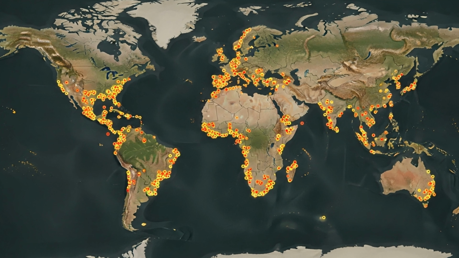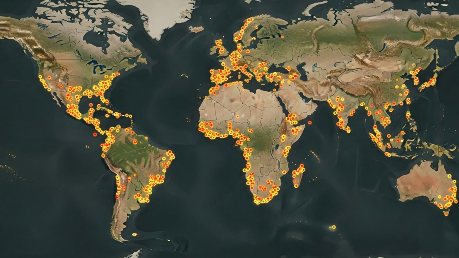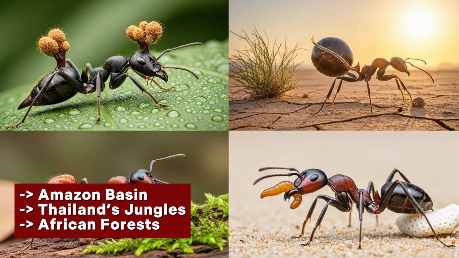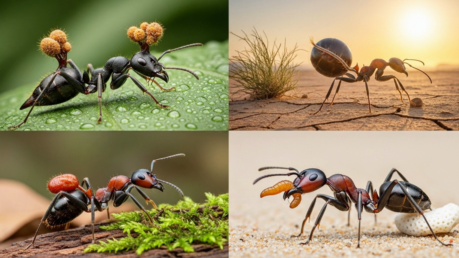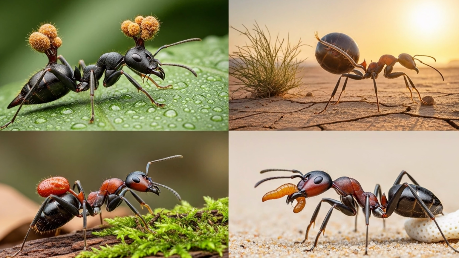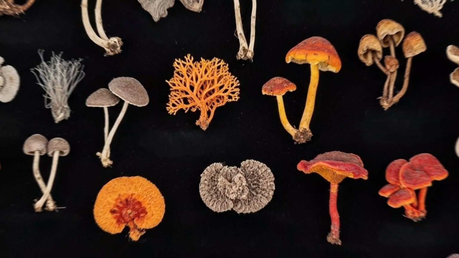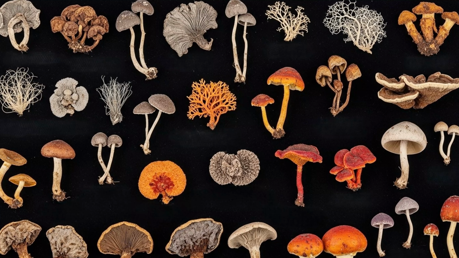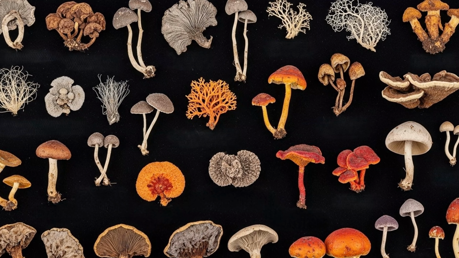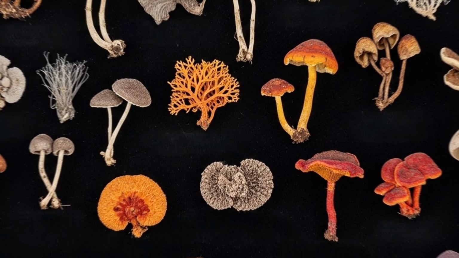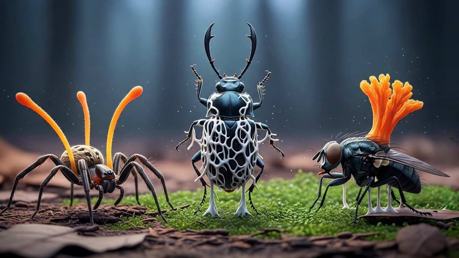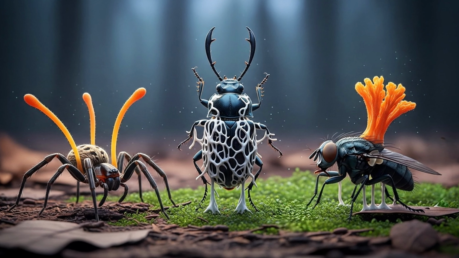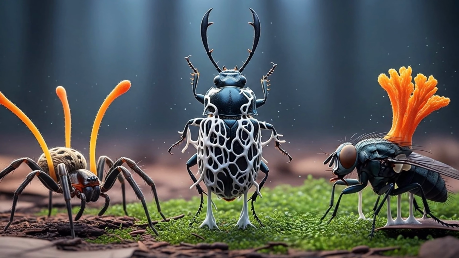Each region has its own species of Ophiocordyceps, adapted to local ant populations, from the Amazon basin to Thailand's jungles and even African forests. Scientists have identified hundreds of related species, each evolved for specific hosts. The diversity is mind-boggling proof of co-evolution between fungus and ant. It's not just one zombie fungus, it's a global web of behavior-controlling parasites, all fine-tuned by nature's slow, relentless engineering. Some even affect spiders, beetles, or flies.